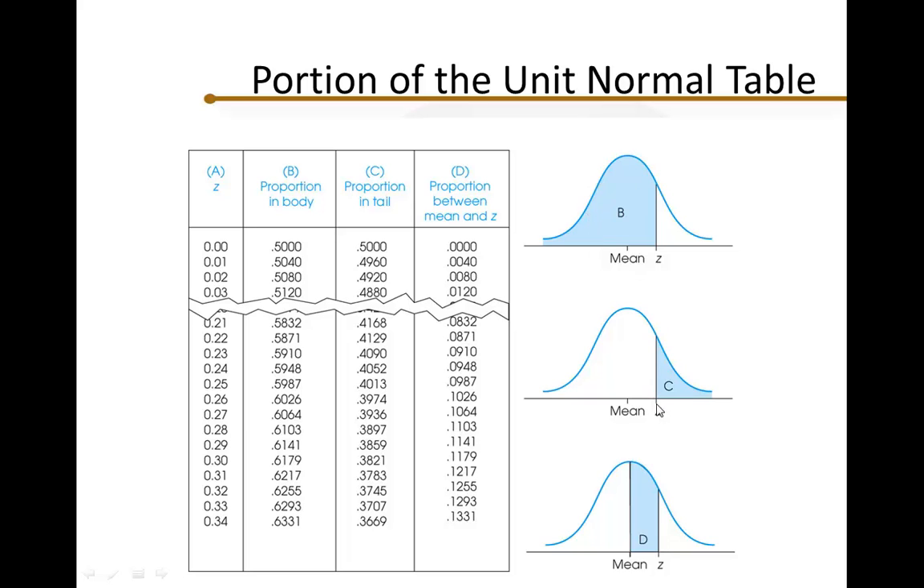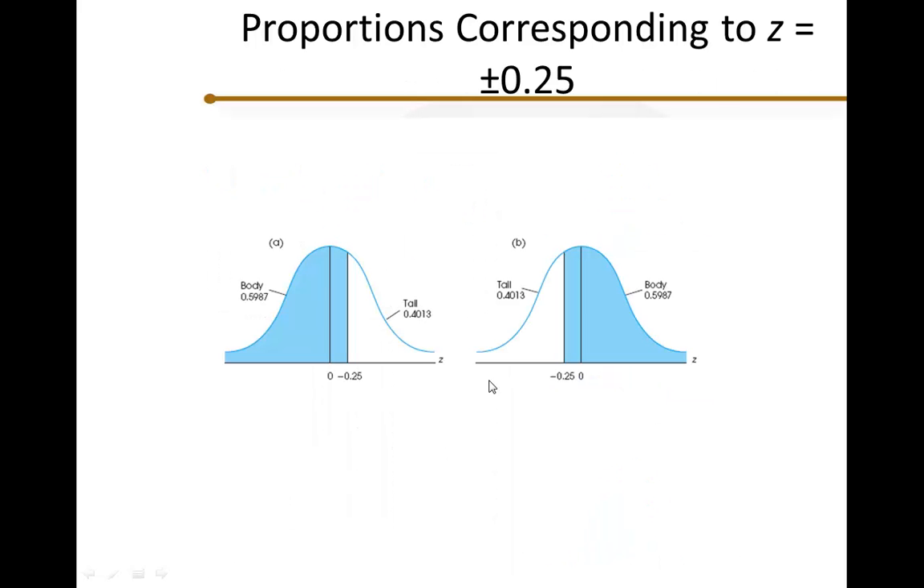If I want to look at the proportion that made higher than that z-score, then I would look in the tail. If I wanted to know the proportion between the average and the z-score, then this is the proportion that I would find. Okay? So here's an example of proportions corresponding to a z-score of plus or minus 0.25. And the tail is, on this one, because again this is the bigger section, so we know this is the tail, 0.4013, or about 40% fall here.